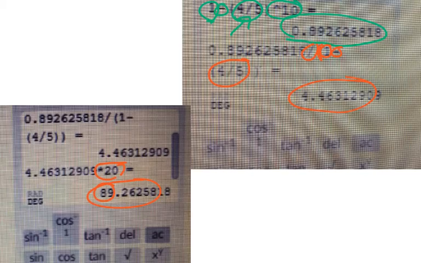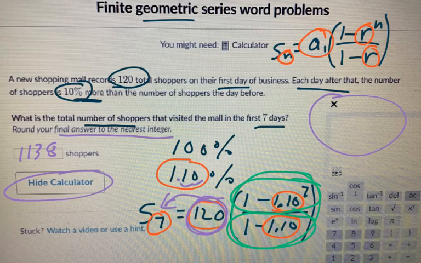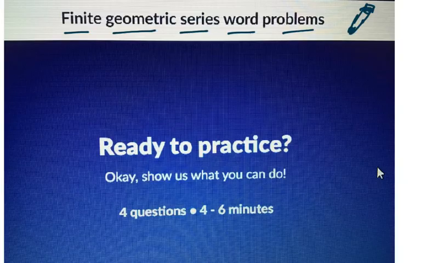But anyways, guys, hopefully, if my previous videos did not help you, hopefully this one did. I want some of you to give this one more try. Finite geometric series word problems.